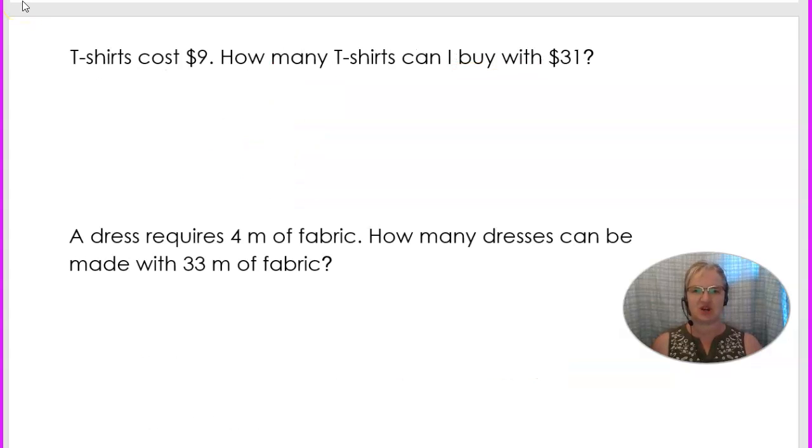Look at this one. T-shirts cost $9. How many t-shirts can I buy with $31? So let's work this one through. If I have $31 and each t-shirt costs $9, how much can I get with $31? How many t-shirts? 9 times what is almost 31? It's going to be 3. 9 times 3 is 27. 31 minus 27, we have to do some borrowing. 11 minus 7 will be 5. So we have 3, remainder 5.